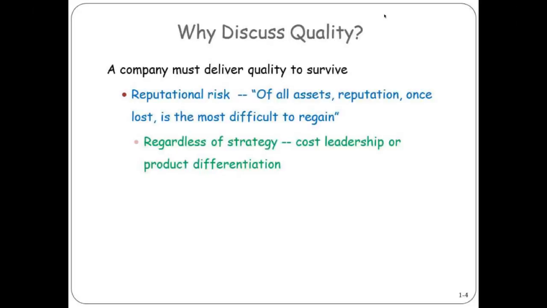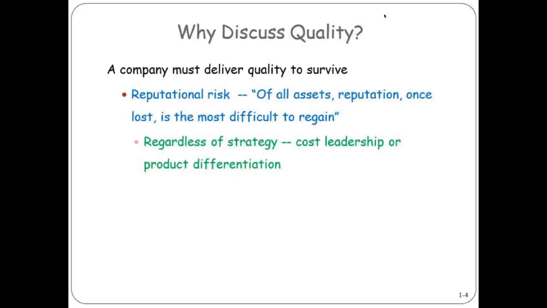Reputational risk. So when I worked at Goldman, we got a little plexiglass thing that every VP or above had to put on top of their desk. Of all assets, reputation, once lost, is the most difficult thing to regain. So the message was, you can lose money, but you can't lose reputation. A restaurant will not survive if it loses its reputation early.